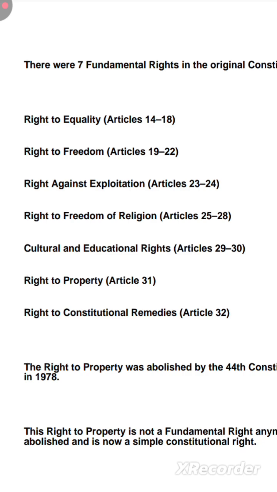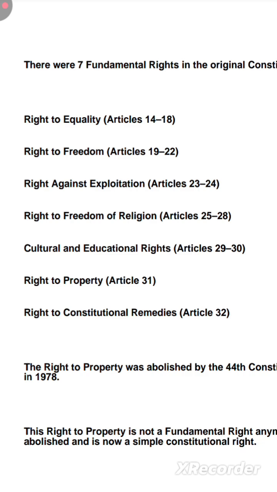Then we have the most important fundamental right, that is the right to constitutional remedies. Children, I discussed at the beginning the right to property, which is no more a fundamental right and has been reduced to a constitutional right. Therefore, the right to constitutional remedies is our sixth fundamental right, included under Article 32.